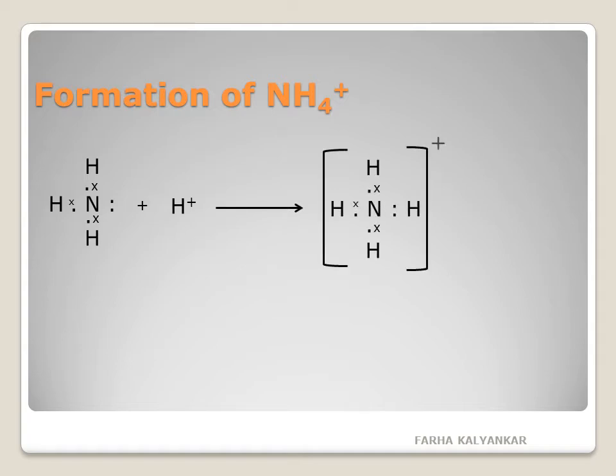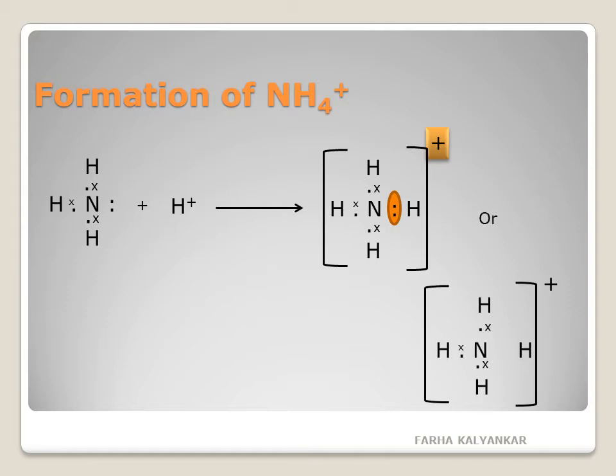As nitrogen gives away its one lone pair of electron which is shared by hydrogen ion, which forms coordinate bond, thereby giving the entire ion a positive charge. Ammonium ion can also be represented as this, wherein the coordinate bond is designated by an arrow. Overall, in ammonium ion, there are 3 covalent bonds and 1 coordinate bond being present.